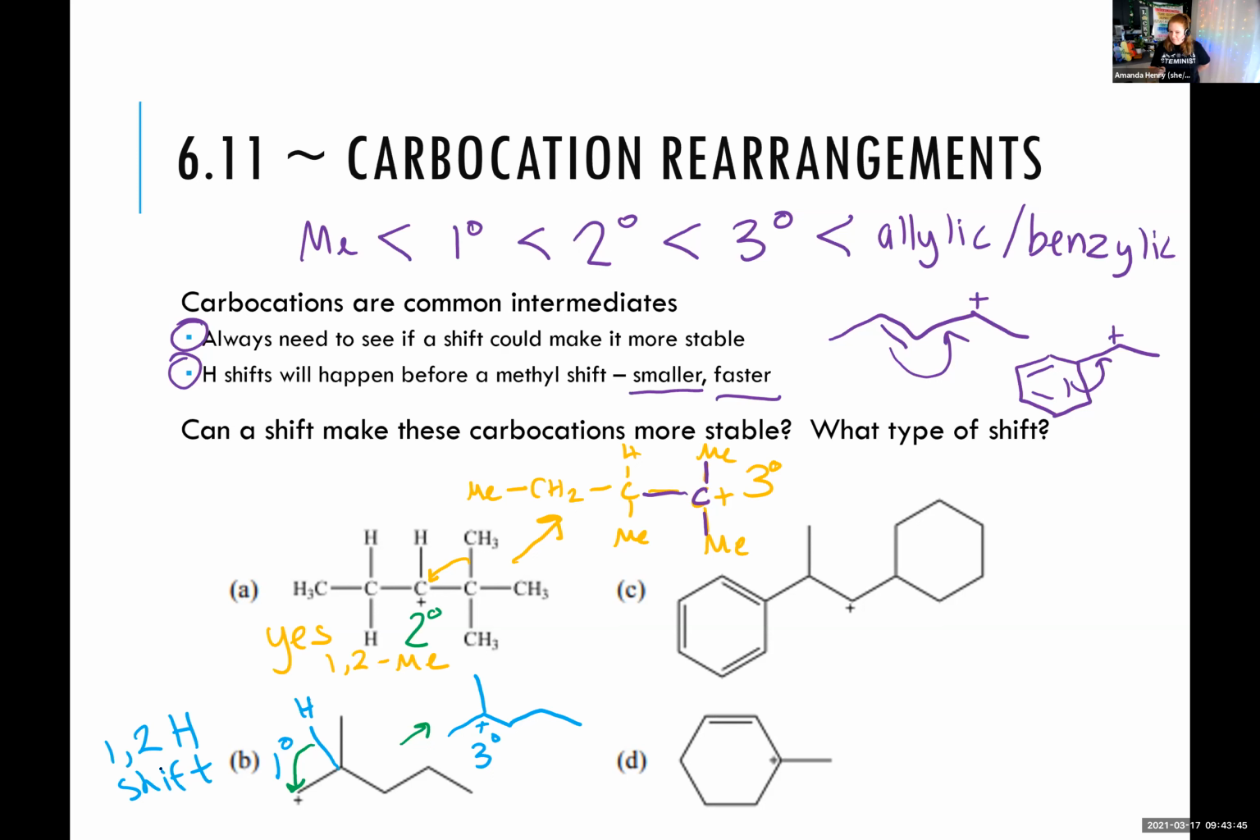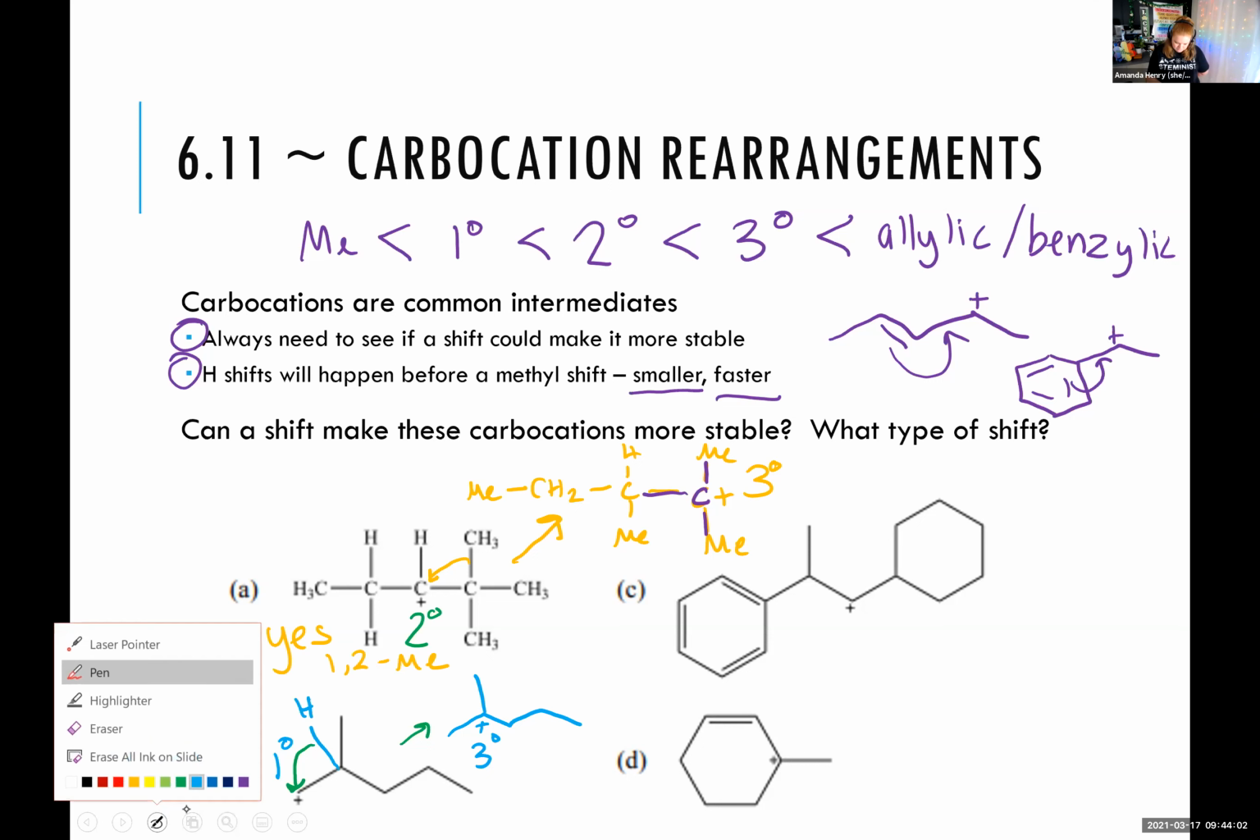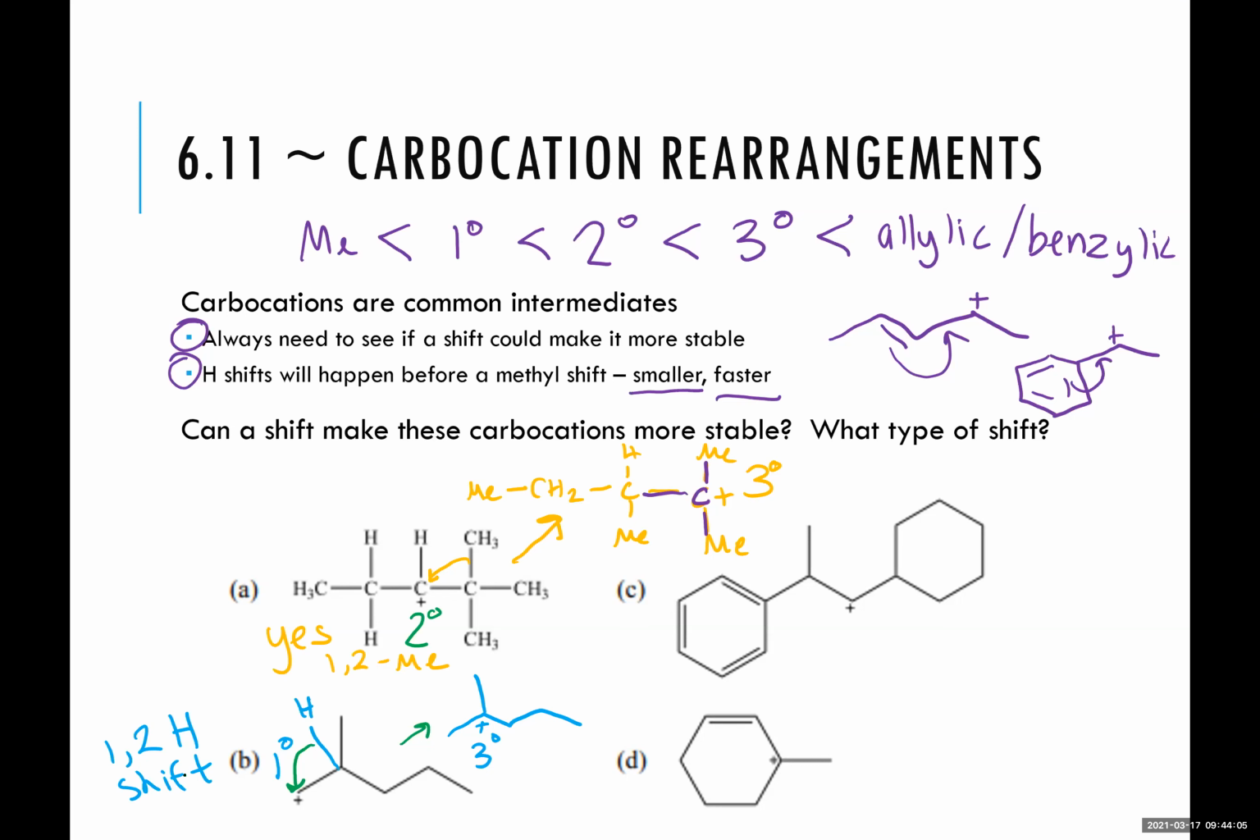Questions about that one? Okay. What about letter C? What type of carbocation do we have in that one? Secondary. It is secondary. So if we look at what's available to shift over, there is a hydrogen on this side and there's a hydrogen on this side. So because there's a hydrogen on each side, we know it's not going to go through a methyl shift. That's not an option because there's hydrogens available on both sides.